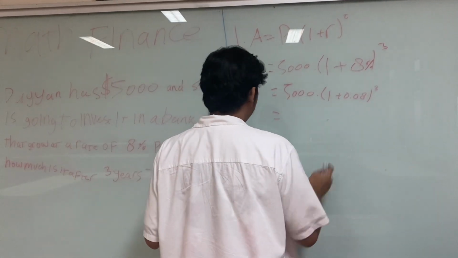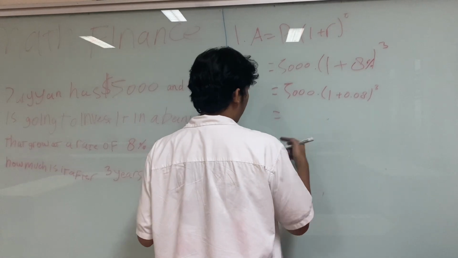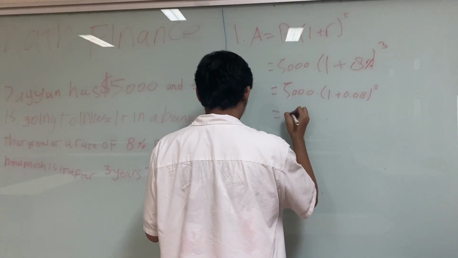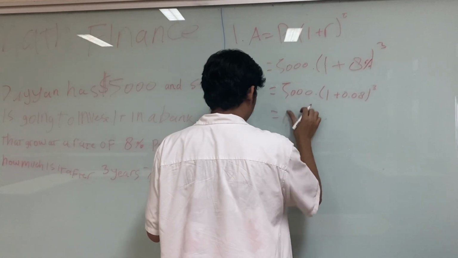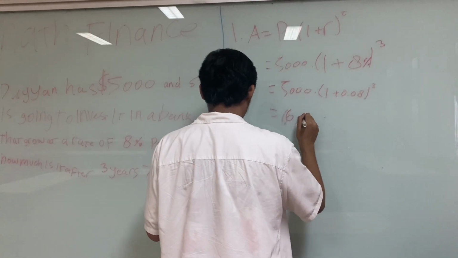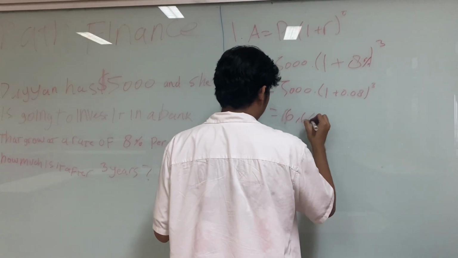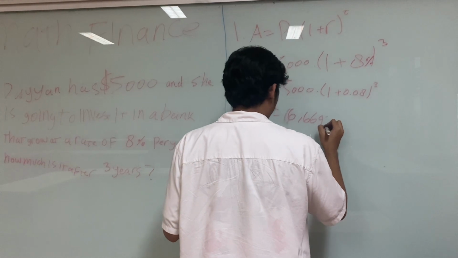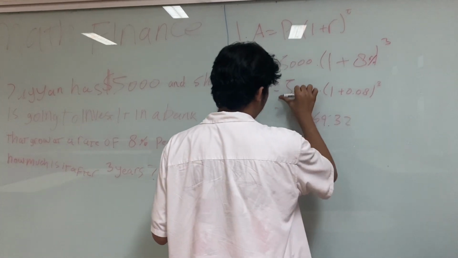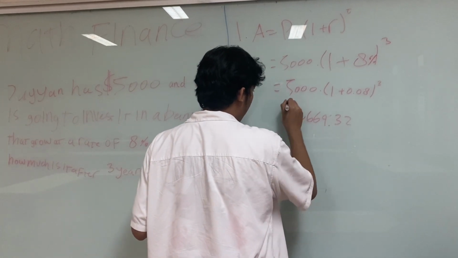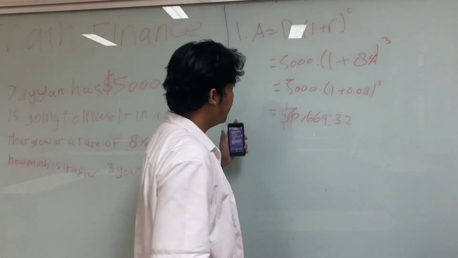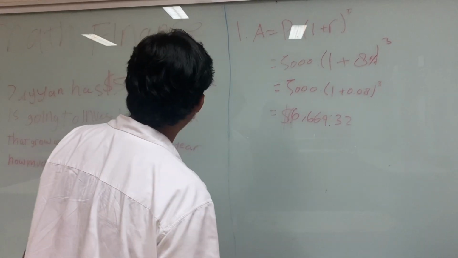And then, after we calculate this, we can put it in here. So it will be 6,664.32. Oh, sorry, I need to put the dollar. Okay, that's how you do the math finance about exponential.